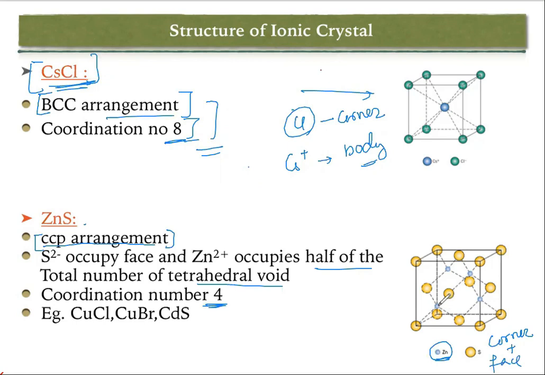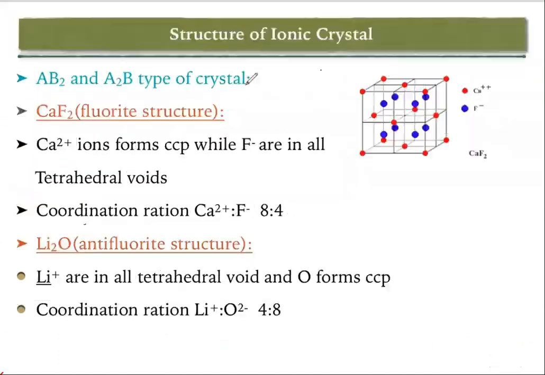If you look at this example, this is one zinc atom, and it has 4 neighbors: 1, 2, 3, and 4. So this is the coordination number. Other examples are CuCl, CuBr, CdS. Now from an exam point of view, they will directly ask you the coordination number and the location of these atoms. So remember this.